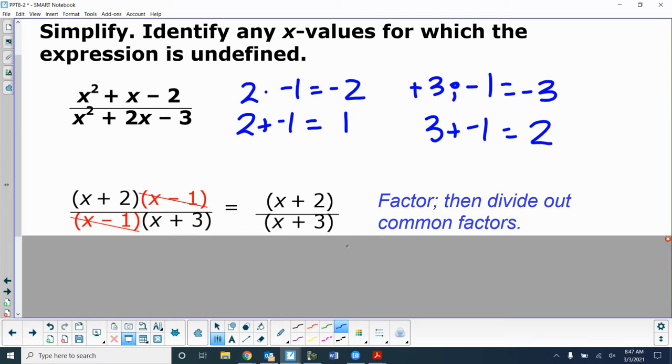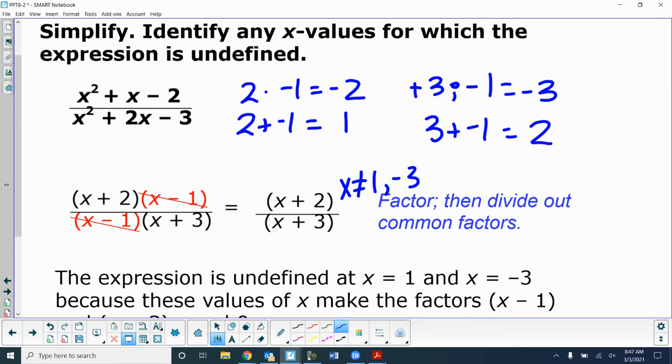Just this bottom part, red here. What makes that equal to 0? What number do I put in for x to make this equal to 0? +1. What number for x makes this black one equal to -3? All right, so my restrictions are x cannot equal 1 or -3, which they'll tell us here underneath.